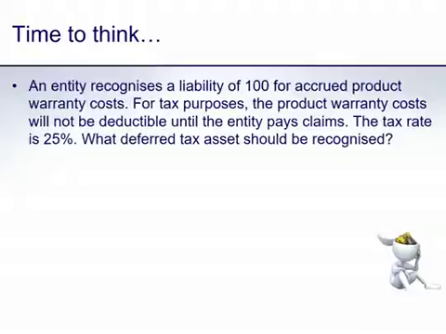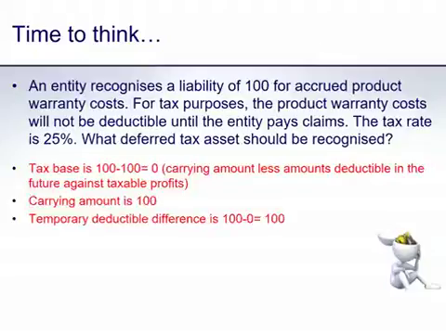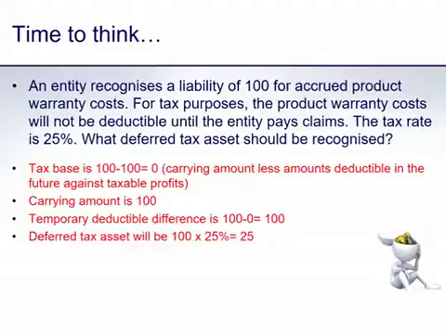To remind you again, the tax base of a liability is the carrying amount of the liability less the amount of future deductions. In this case, we have future deductions of the full value of the liability, because we will only be able to claim the deduction when we actually settle the claims. Therefore, the tax base is nil, the carrying amount is 100, our deductible temporary difference amounts to 100, and deferred tax on that would be 25.